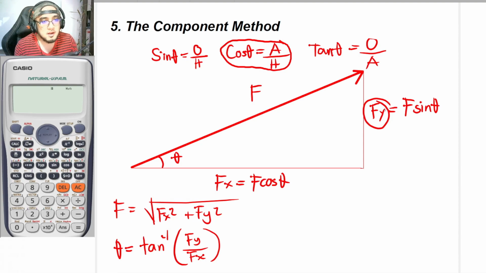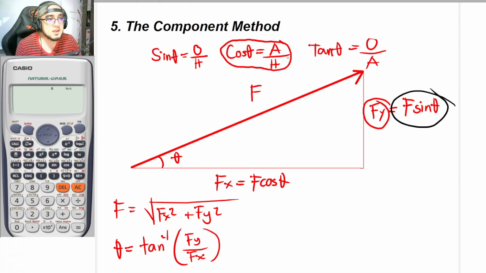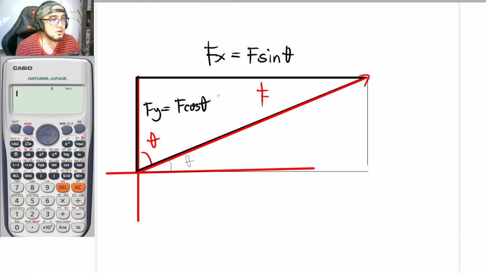If you can remember earlier, your Fy is to be equal to F sine theta and your Fx is to be equal to F cosine theta, if your angle is in reference with the horizontal axis. If your angle is in reference with the vertical axis, it would now be the other way around, whereas your Fx is now to be equal to F sine theta and your Fy is now to be equal to F cosine theta. So that is why I do not really recommend memorizing these formulas. What I recommend is that you understand the concept behind these particular formulas, so that you avoid confusion.